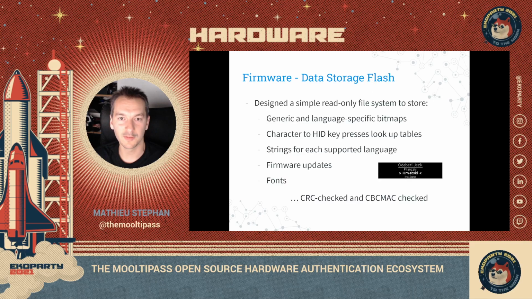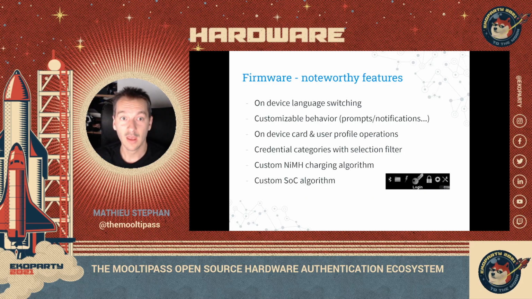We have a dedicated data storage flash whose only purpose is to store all the different things I previously mentioned: the different bitmaps, the HID key presses to character lookup tables, the different strings, like you can actually change the device language on the device itself if need be, and the firmware updates. All of this bundle is CRC and CBC MAC checked using the unique encryption key of each device.